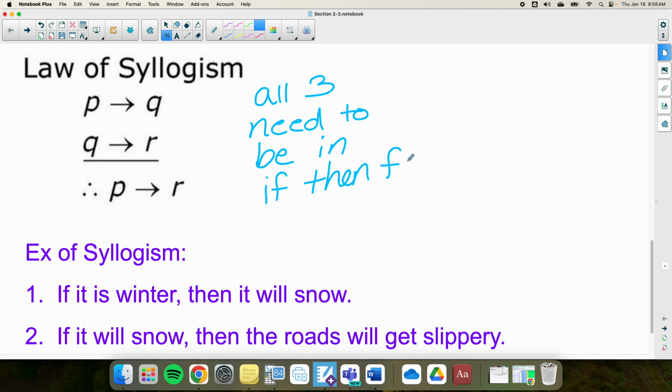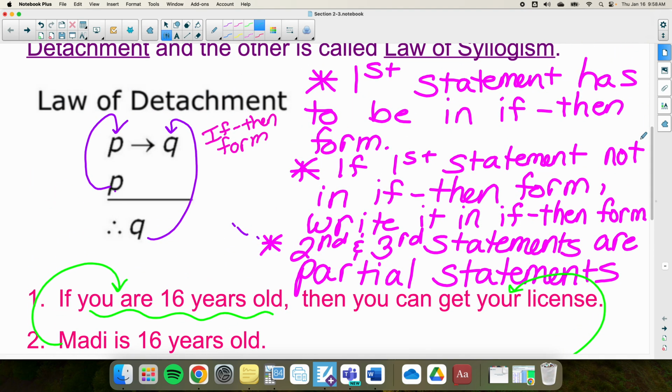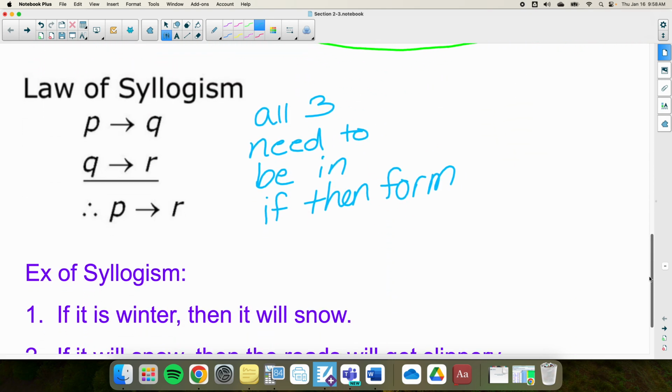So one way we can tell the difference between syllogism and detachment is that in detachment, only the first one is in if-then form. Only the first one is. These two are just partial statements. Okay, so the first one is in if-then form. These two are partial statements. Whereas in Law of Syllogism, all three are going to be in if-then form.